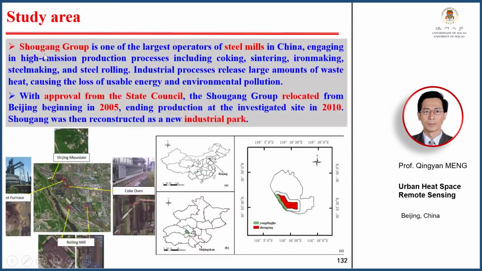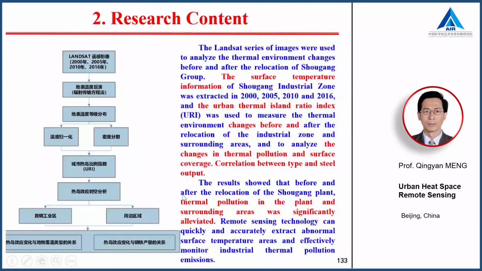So the Shougang Group is one of the largest operators of steel mills in China. With the approval from the State Council, the Shougang Group moved out of Beijing beginning in 2005 and finished production in 2010. Now it is reconstructed as a new industrial park. And we also use the URI to study it.